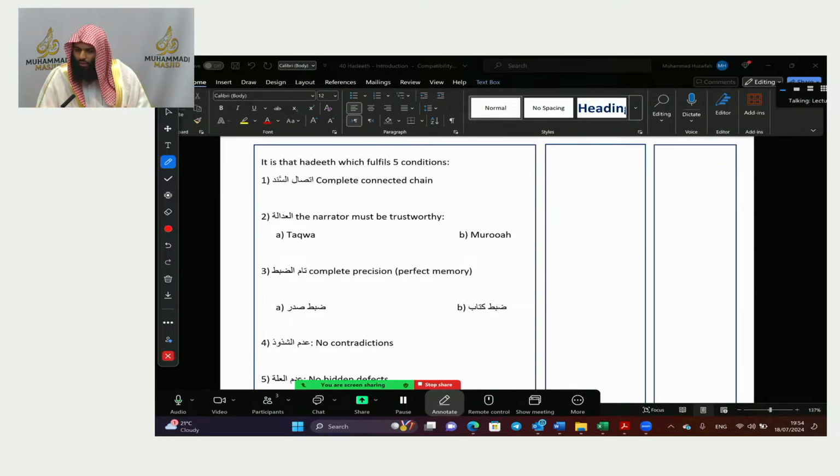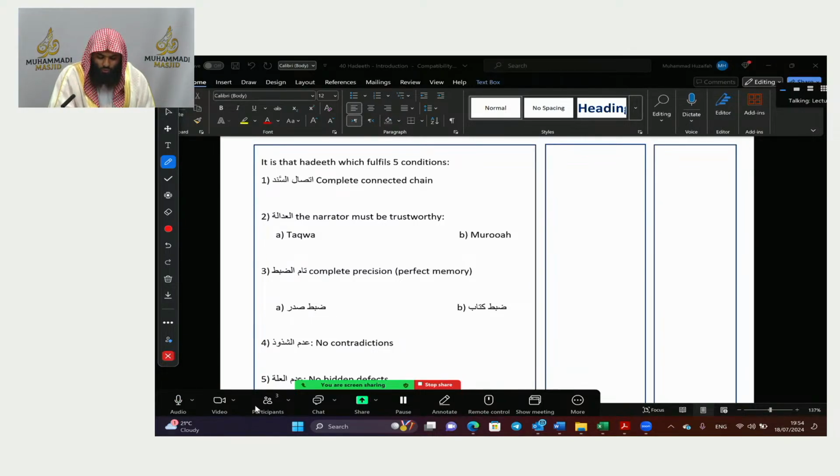But just for you guys, perfect memory is somebody who rarely makes a mistake, which is subjective according to how many hadith he has narrated. And this is of two types: ضبط صدر, either he's perfected his memory when he narrates by heart, or ضبط كتاب, when he narrates using a book. These three conditions have to be there. If they are not there, then the hadith is not considered sahih.